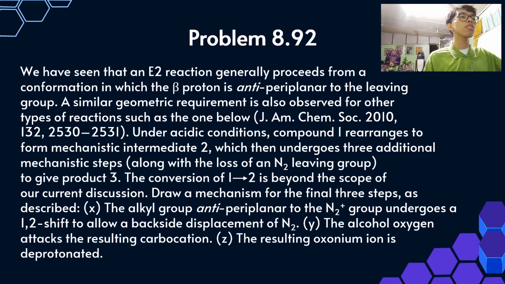Under acidic conditions, compound 1 rearranges to form mechanistic intermediate 2, which then undergoes 3 additional mechanistic steps along with the loss of an N2 leaving group to give product 3. The conversion of 1 to 2 is beyond the scope of our current discussion. Draw a mechanism for the final 3 steps as described.